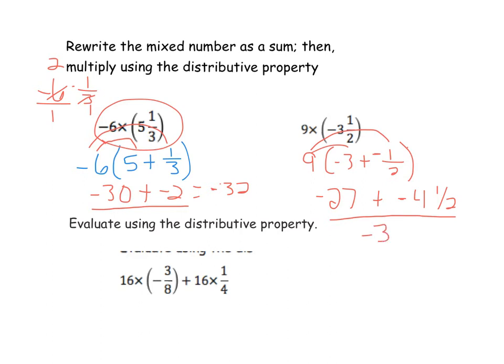And because these are like, I'm going to add them together. So now I have a -31.5. Much easier than multiplying, because here we would have had to put this into a mixed number and then found all that business. So this was much easier.